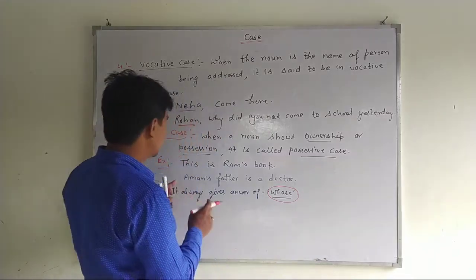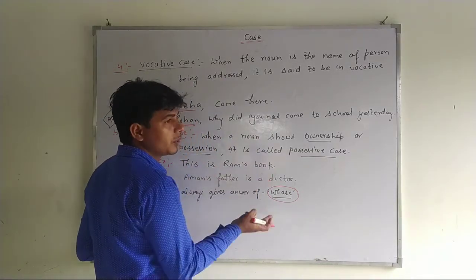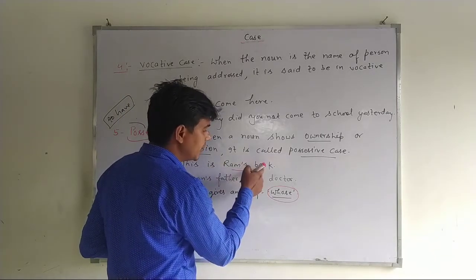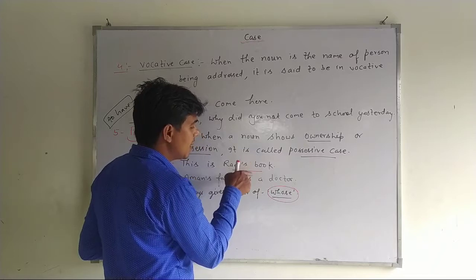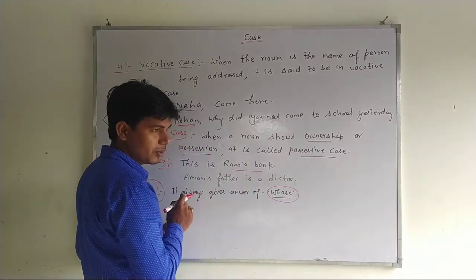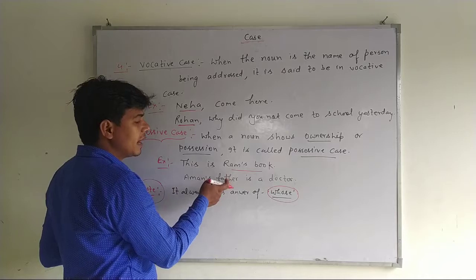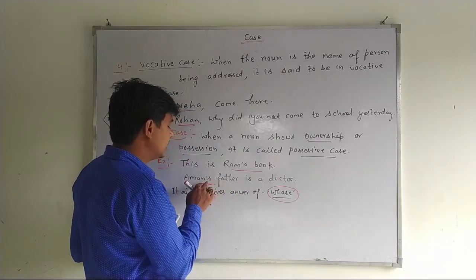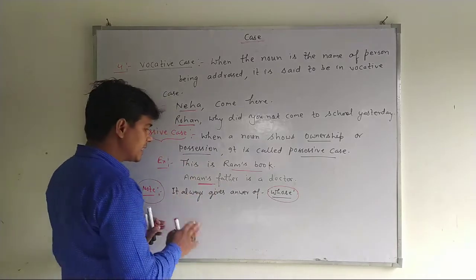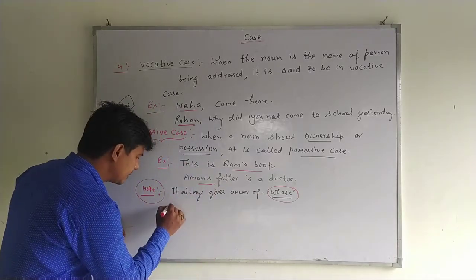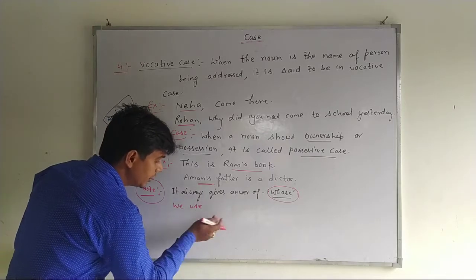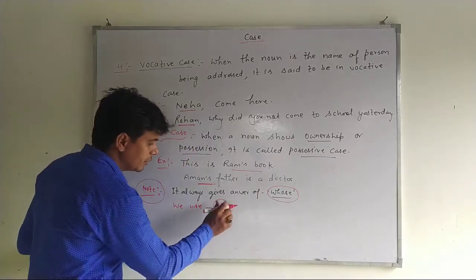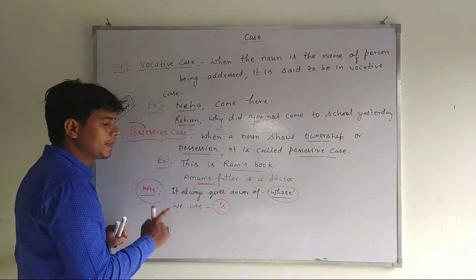Just see an example, this is Ram's book. Whose book? Ram's book. Ram is the owner of this book. So here just see Ram's book. That is the possessive case. Aman's father is a doctor. Whose father? Aman's father. So just see here, that is a possessive case. In the possessive case we use apostrophe s. Are you getting me? We use apostrophe s in the possessive case.